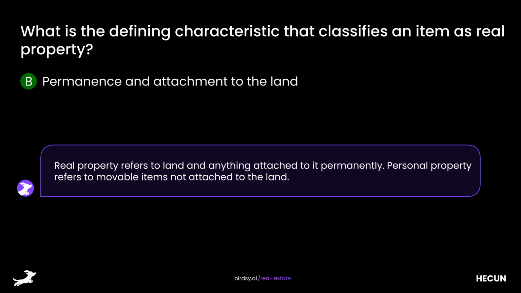Real property refers to land and anything attached to it permanently. Personal property refers to movable items not attached to the land.